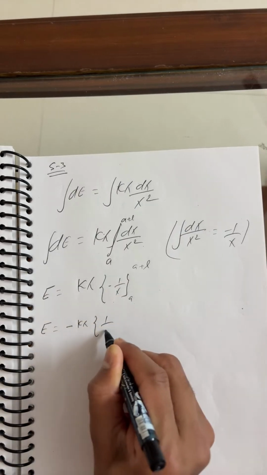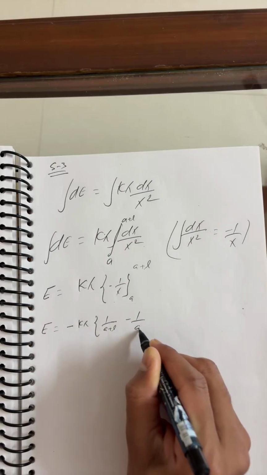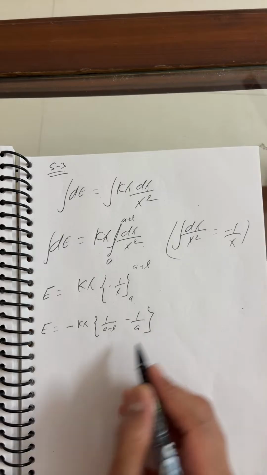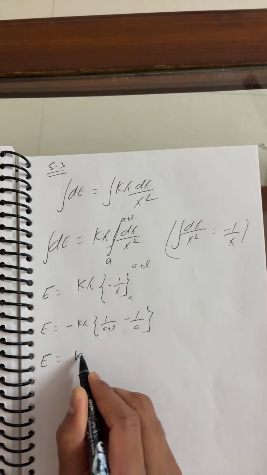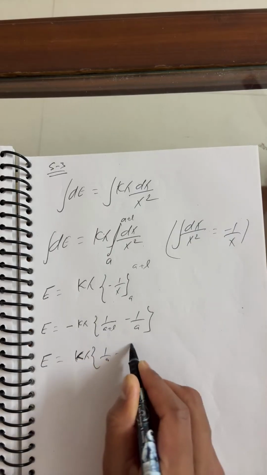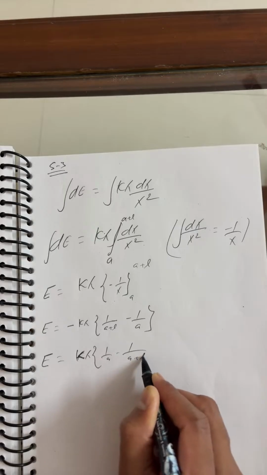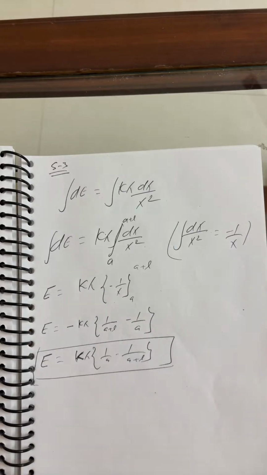Upper limit beta, 1 upon A plus L minus beta, and lower limit beta minus again beta. I'm keeping beta inside. So this is beta, K lambda beta, 1 upon A minus beta, 1 upon A plus L. So literally, this is what I can say.